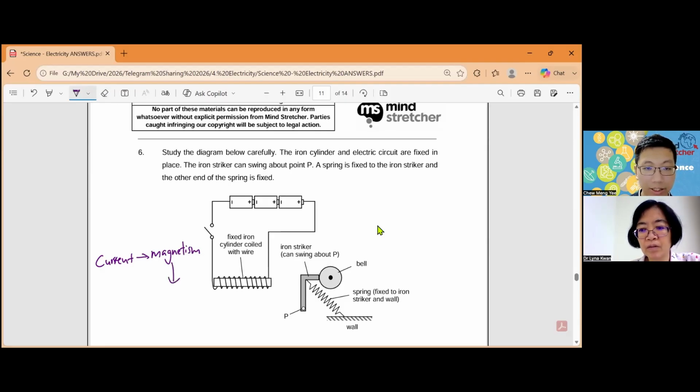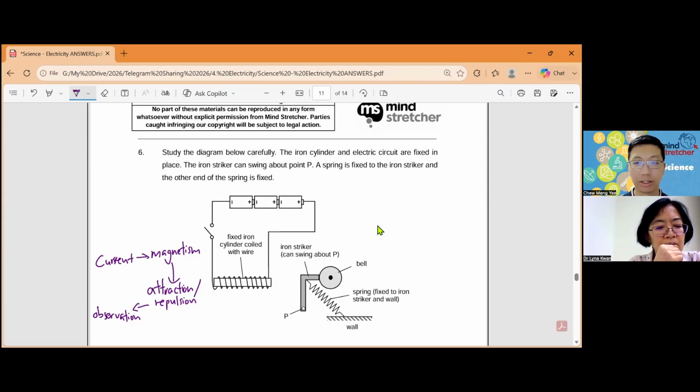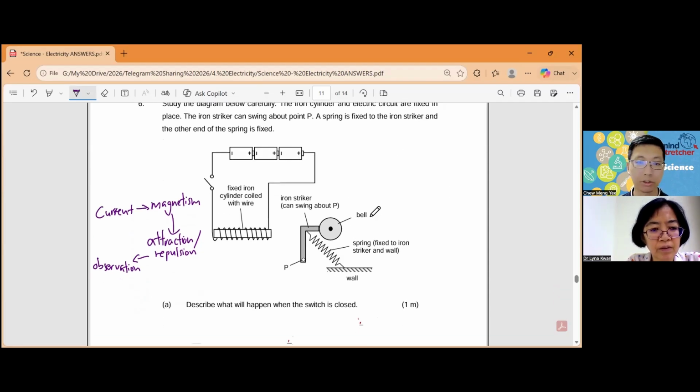Okay, then that leads to attraction, right? Attraction, or it could be repulsion. So take note, it could be repulsion as well. Okay, then what is your observation? It is usually this chain of thought. You close the switch, there is an electric current flowing through. Then that must have caused something to become a magnet, an electromagnet, that attracted an object or repelled an object. And what is the observation? Do you hear a ding sound? Do you see something happening? Okay, depends on the question.